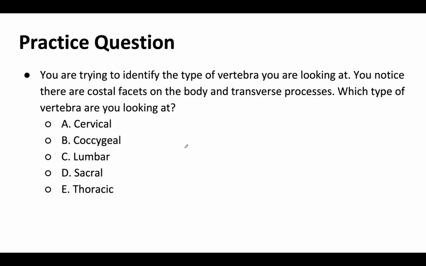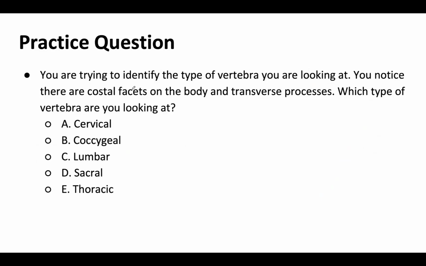All right, we have finally made it to the practice question. We have covered a lot. And so let's assess our understanding in one of these areas. So the question is, you are trying to identify the type of vertebra you are looking for. And you notice that there are costal facets on the body and transverse processes. Which type of vertebra are you looking at?